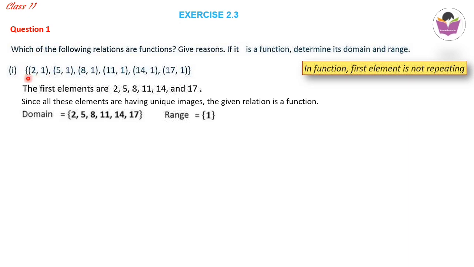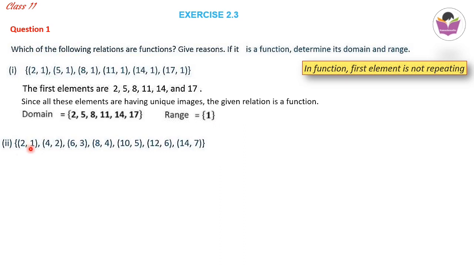The first elements are related to only 1. See here, it is related to 1. Here also the second element is 1. Here also the second element is 1. Here also the same thing. So the set of all the second elements is just 1, so the range is {1}.